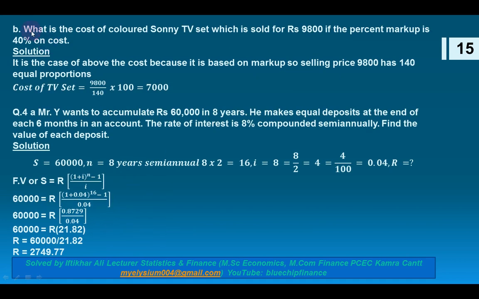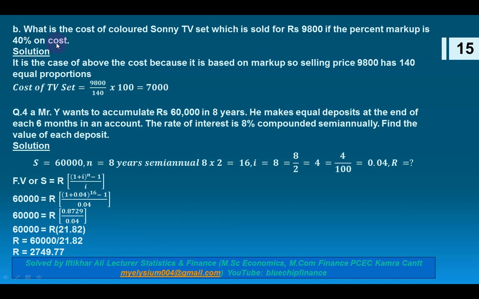Question number 3, part B. What is the cost of a colored Sony TV set which is sold for rupees 9,800 if the percent markup is 40% on cost? It means that the TV set is sold for 9,800, and this 9,800 represents the cost of the TV set plus the percent markup, that is 40% on cost.